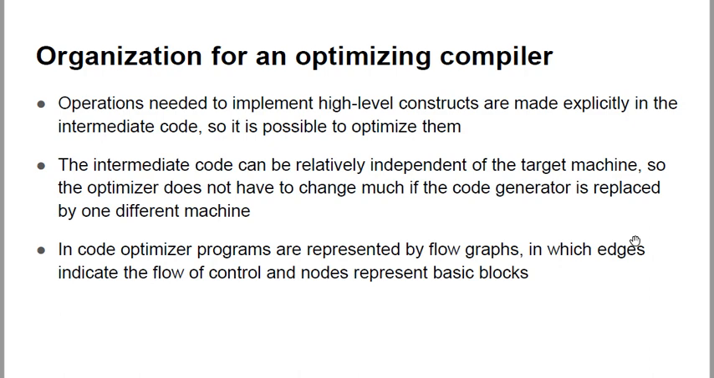In code optimization, programs can be represented by flow graphs. In flow graphs, we have a graphical representation. A graph, you already know, consists of certain nodes and edges. In the case of the code optimizer, the programs represented by flow graphs will also have certain edges and nodes, where the edges represent the flow of control and the nodes represent the basic blocks.